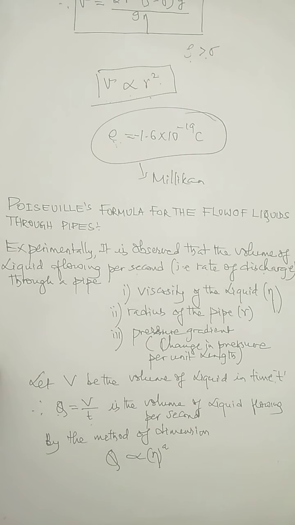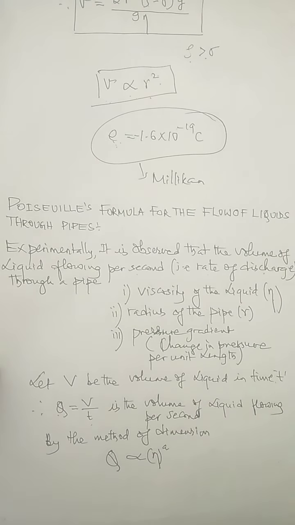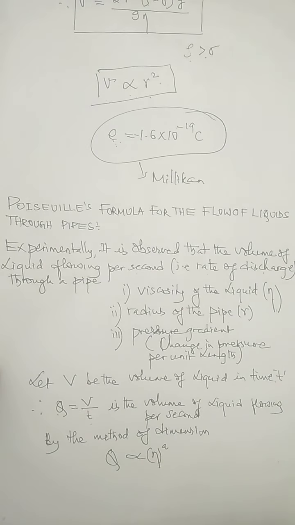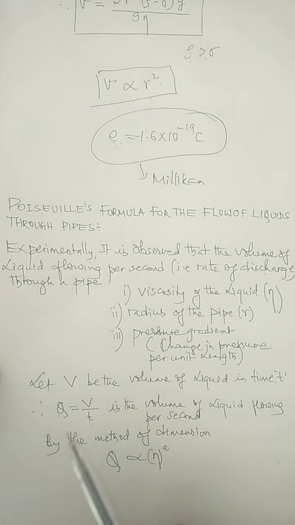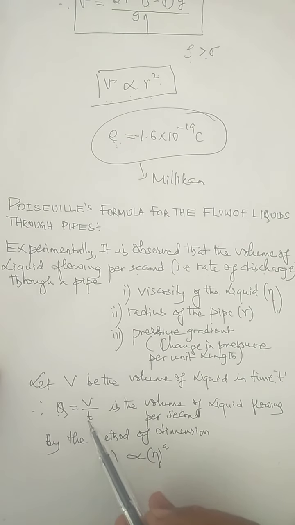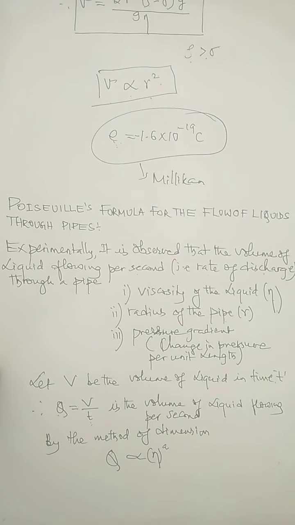Now children, this part you need to understand, because you have already learned it in the chapter called dimensional analysis. One main application of dimensional analysis is that it is also used to derive expressions, to derive formulas related to different physical quantities. And this Poiseuille formula is also a formula related to this V by t, the rate of volume of liquid flowing per second, in terms of the viscosity of the liquid, the radius of the pipe, and the pressure gradient of the liquid.